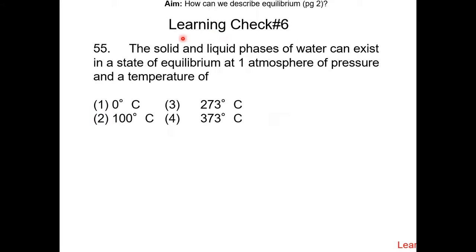Learning check number 6. The solid and liquid phases of water can exist in a state of equilibrium at 1 atmosphere of pressure and a temperature of what? Pause the video and resume as completed. Equilibrium exists during a phase change. The phase change between a solid and a liquid is melting. Water melts at 0 degrees Celsius, so the answer is choice 1.